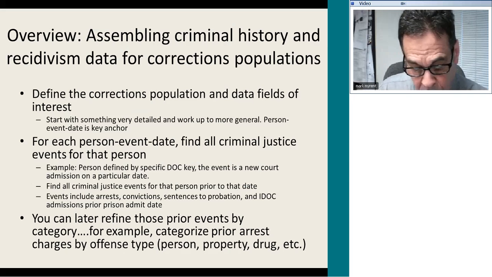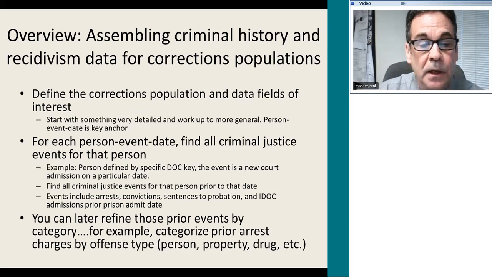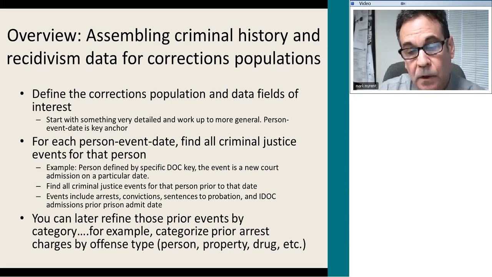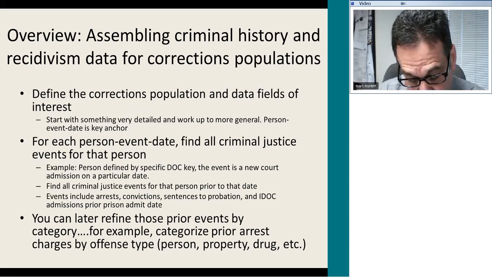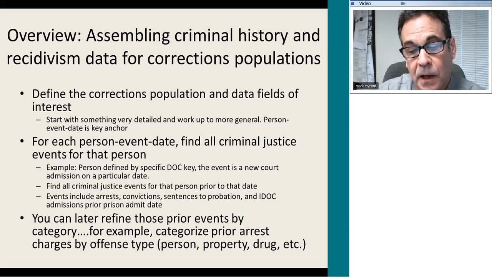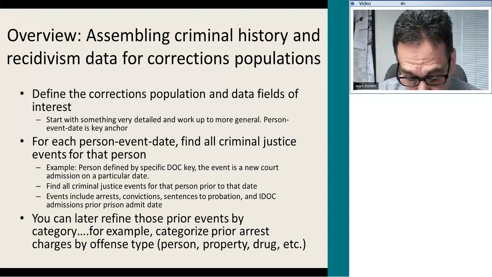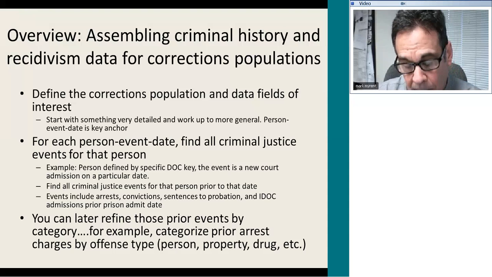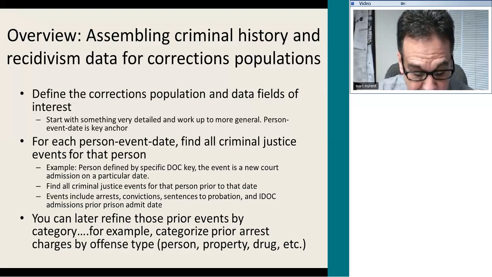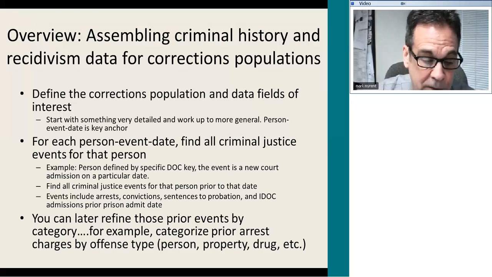So to start, we really want to be able to define the corrections population and the data fields of interest. And we're really talking about corrections, admissions, and releases is our area of interest. Now, the first question you might have, we're going to be merging corrections data with criminal history. Why do we make the decision to start with our corrections data? And the reason is really that initially it's the target of interest for our policy questions when we talk about reentry, we talk about prison crowding.